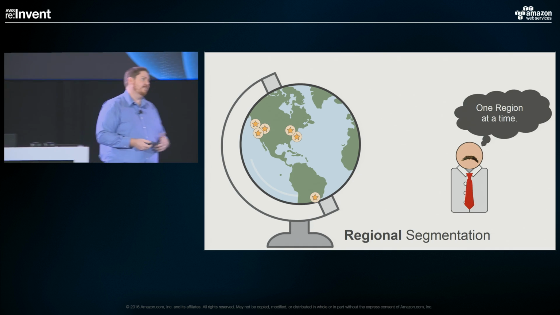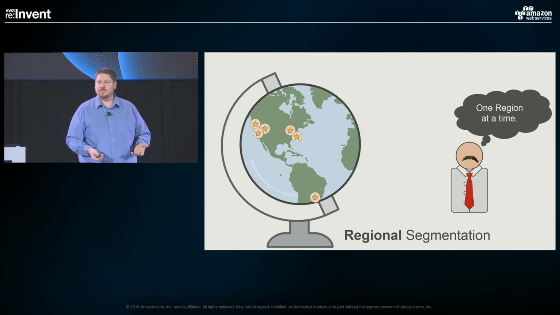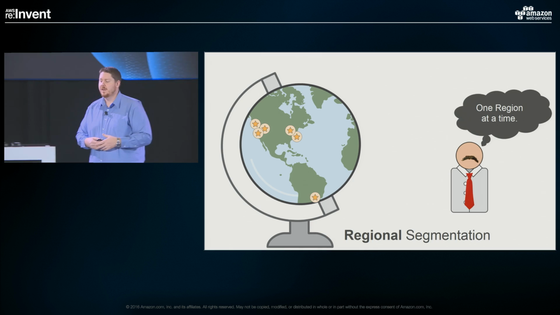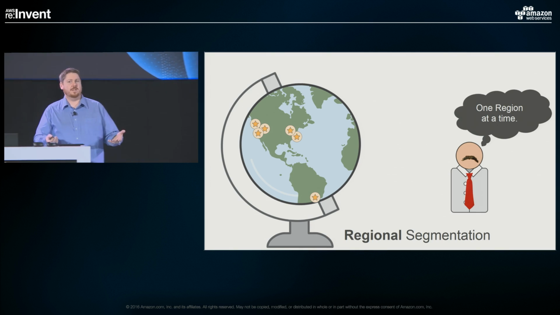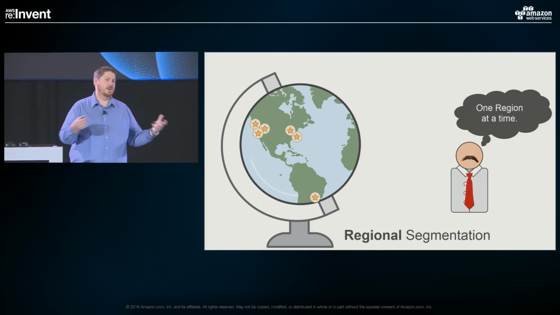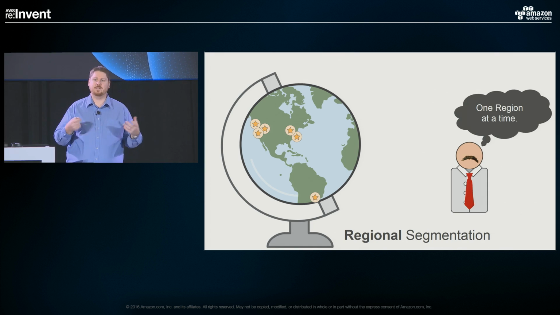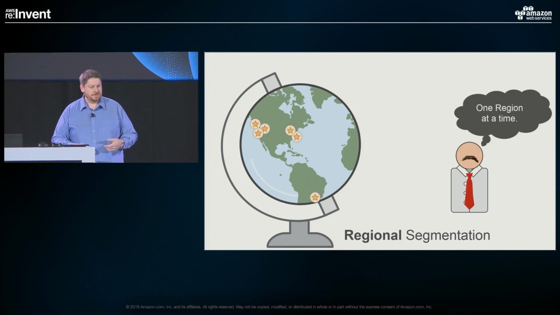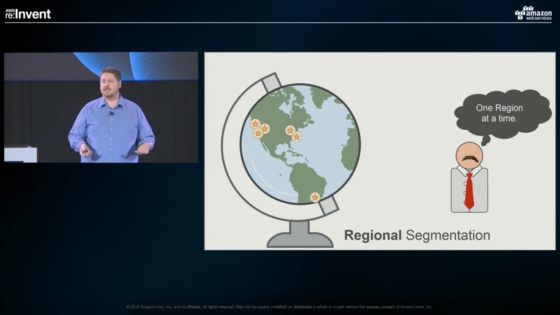So the first thing he's going to take advantage of is regional segmentation. He runs on AWS, so for those of you not familiar, AWS has this concept of regions. Regions are globally distributed stacks of our web services all over the world. They are network isolated from each other.